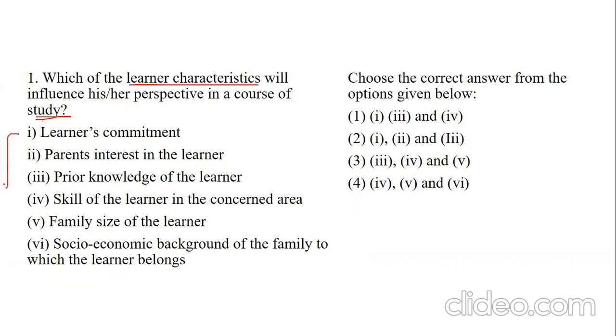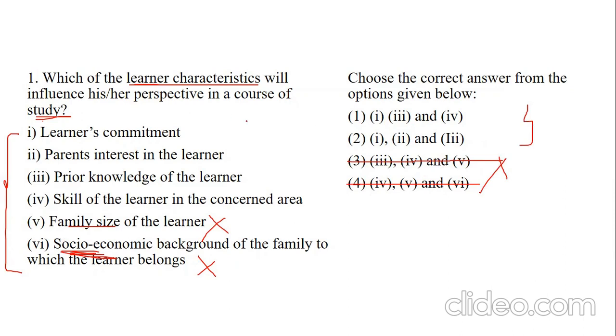Now, when you get such type of options, you have to first find out those options which cannot be answered at all. So it becomes easier for you to cut down the options. For example, family size of the learner and his economic and social background definitely will not be an option. That is 5 and 6. So wherever you get options 5 and 6, cross them out. So you are left with these two options. Let's see what is given.